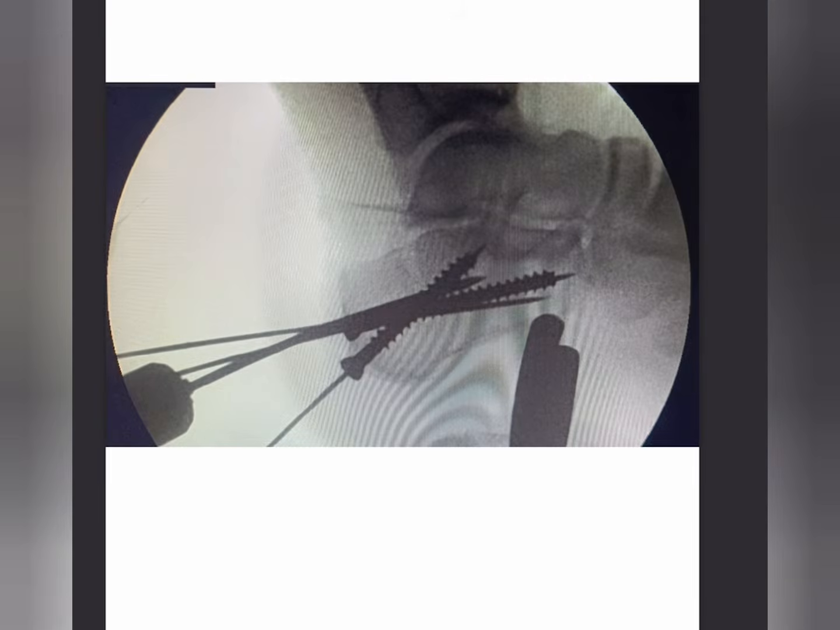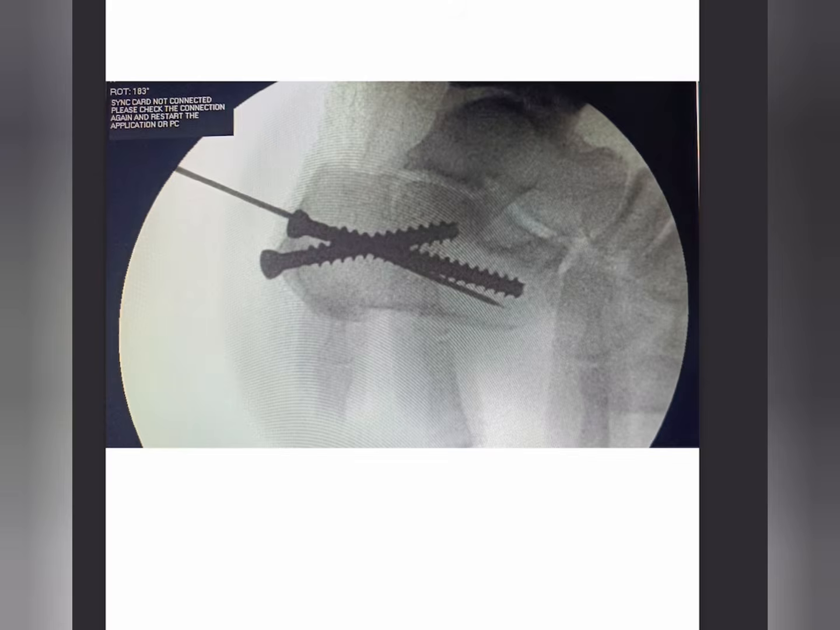So now, as you can see, we have got satisfactory compression at the primary fracture line, and satisfactory compression at the secondary fracture line. Along with that, the angles appear to be anatomically reduced.